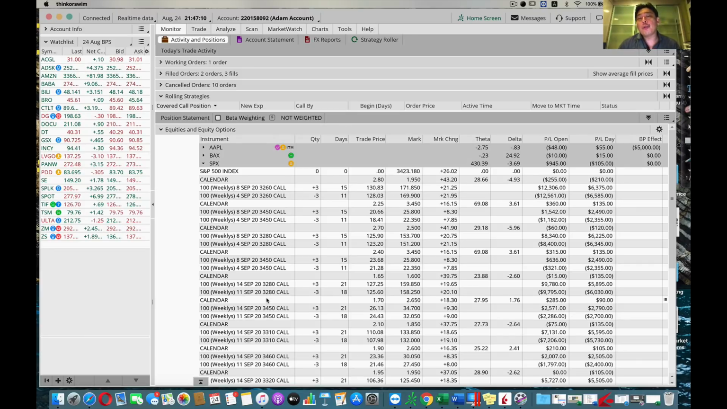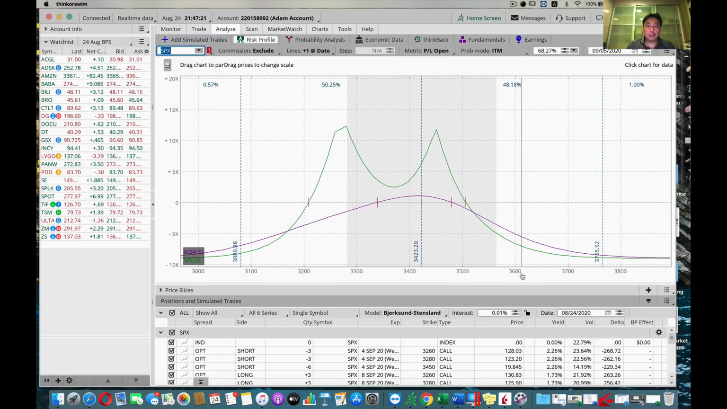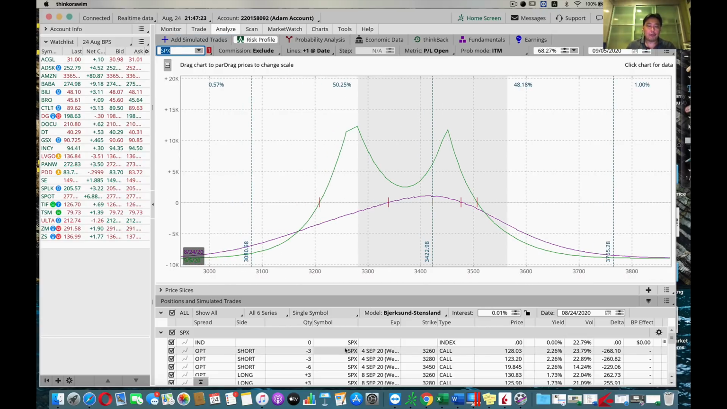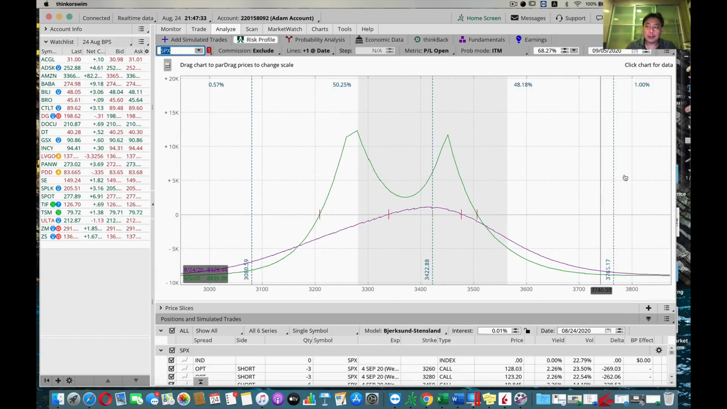And the great thing about Thinkorswim is that I can look at my profit and loss chart and see how it's going, right? So I go to my analyze, I go to SPX, and right now this is what it looks like. These are all my trades that I've entered. Can you see all the trades there? Yep, all the trades are there.